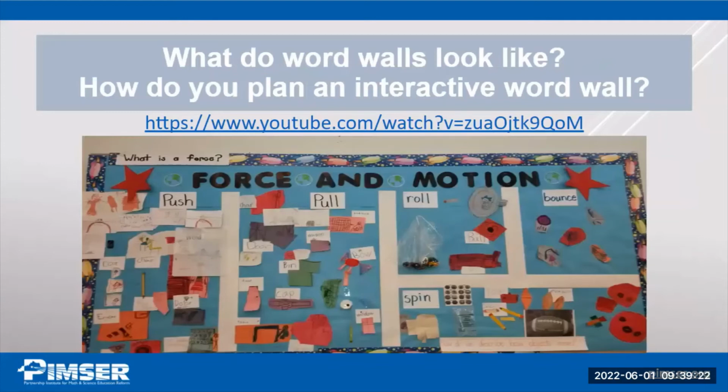Note that these word walls were built by Texas teachers who use the Texas standards. So the word walls may look a little different, or like they're studying things at different grade levels than the standards that we use here in Kentucky. So as you're watching, kind of note how these word walls vary. What elements have they included?